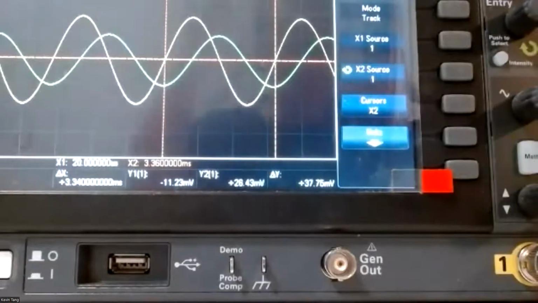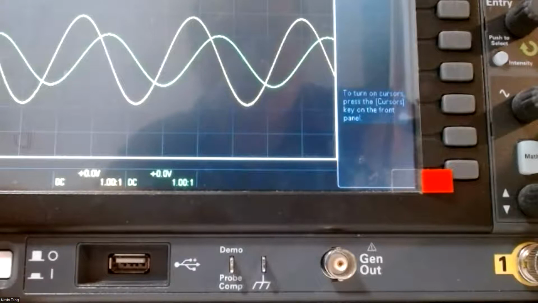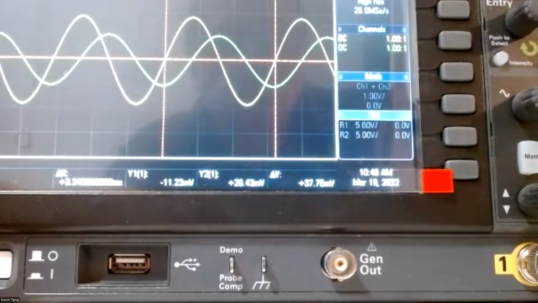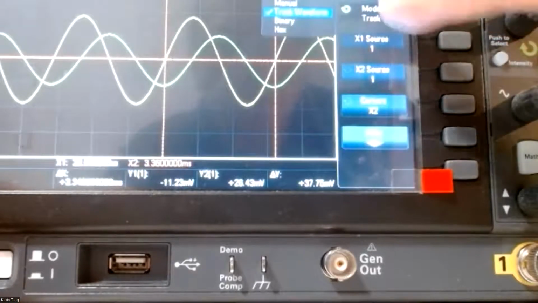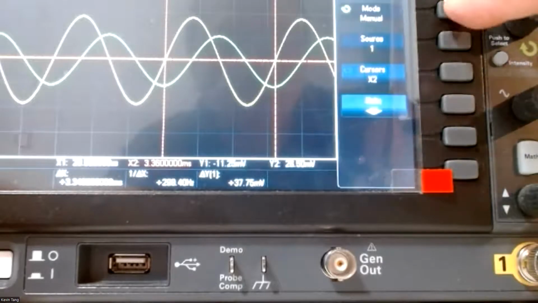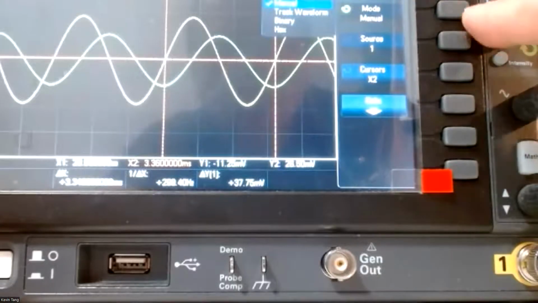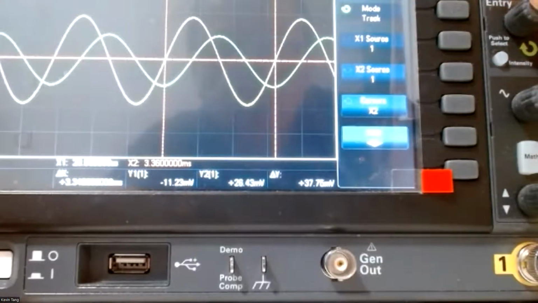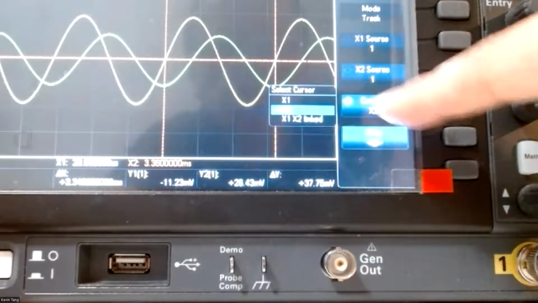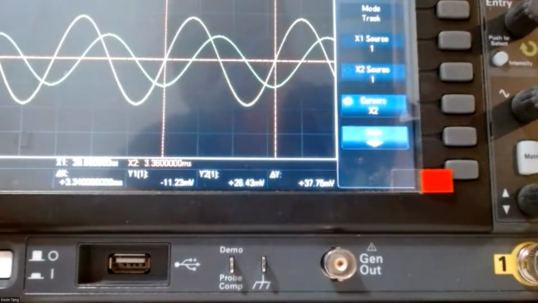All right, so the key is this button, the cursor key. When you start it, press the cursors. It will have a mode. The first thing is the default mode on the cursor will be manual mode. You press this, and then you see the entry here. Choose track, and then you can choose which source. So 1 means channel 1, 2 means channel 2.